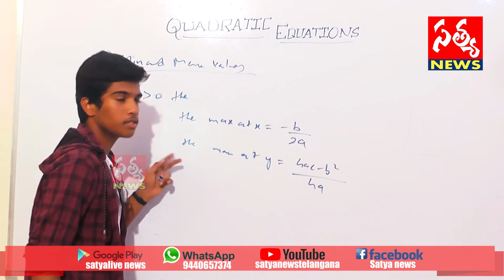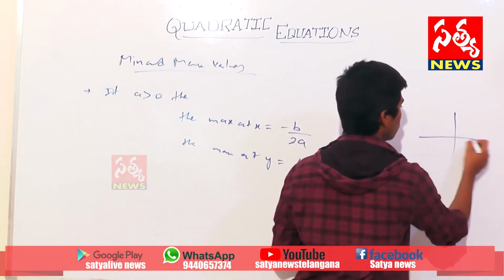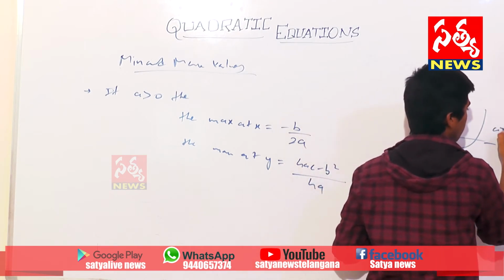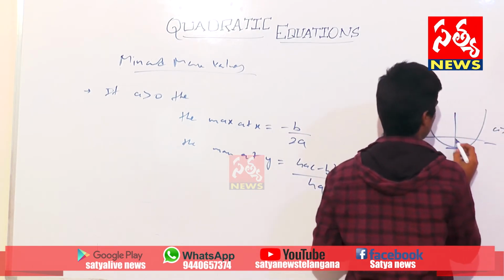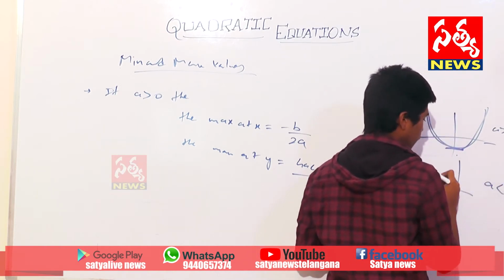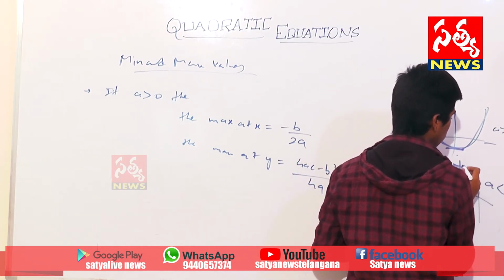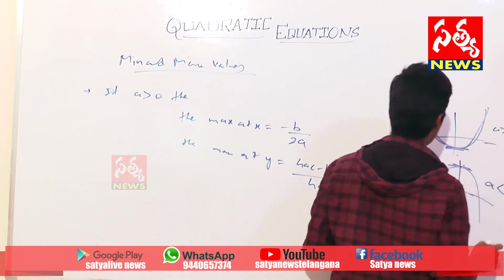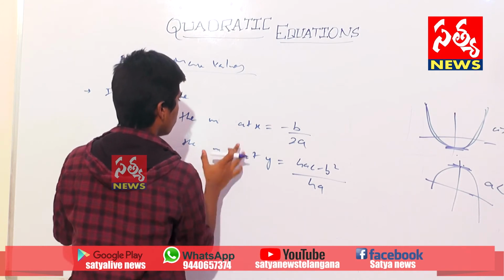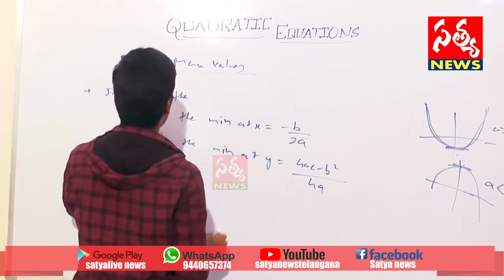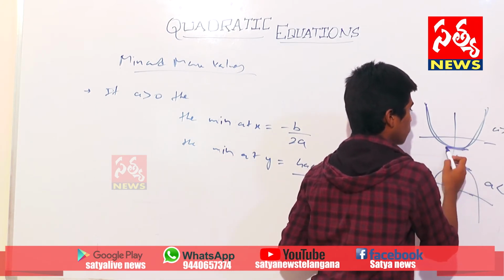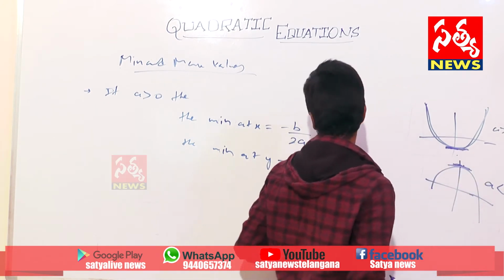See, we have discussed this before, that if this is the curve, this is the minimum or maximum. If a is greater than 0, then we get the curve like this, or else if a is less than 0, we get the curve like this. So this is maximum, this is minimum. If a is greater than 0, the curve is this, and this is the minimum value.